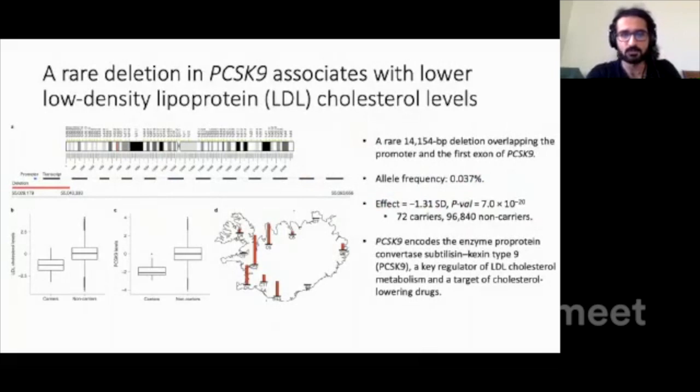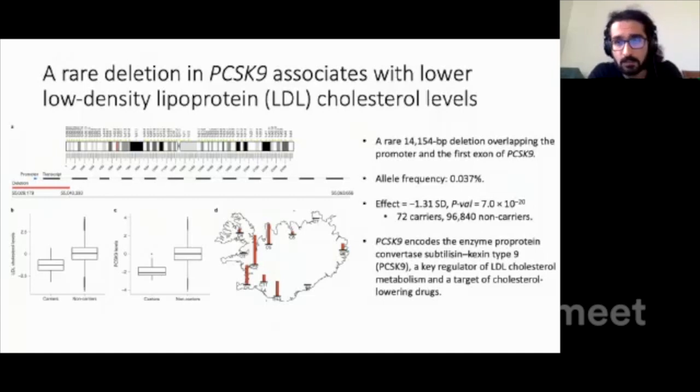And here comes our first association result with this work. This is also the first human disease side of our paper, where a rare deletion, deleting basically the promoter and the first exon in PCSK9, associates with lower LDL cholesterol levels.